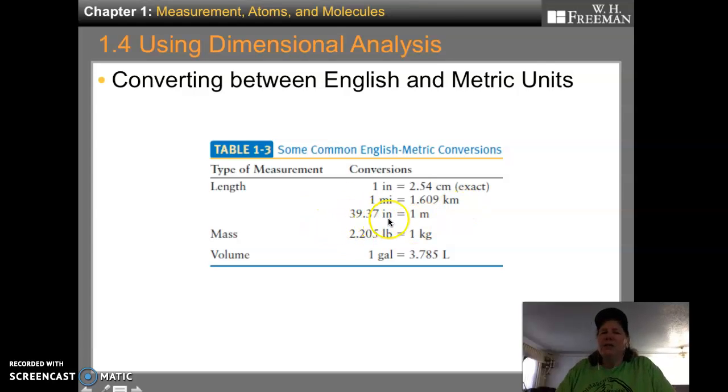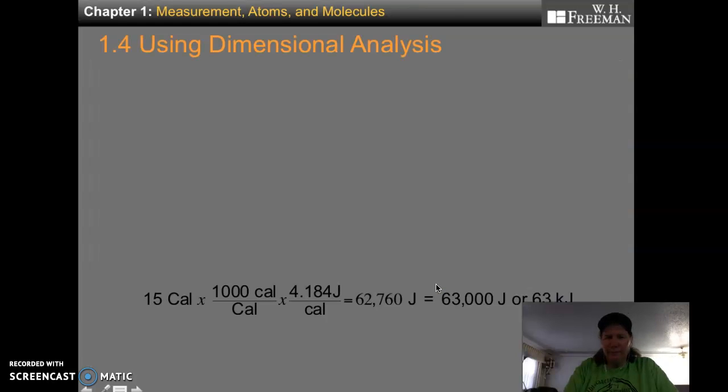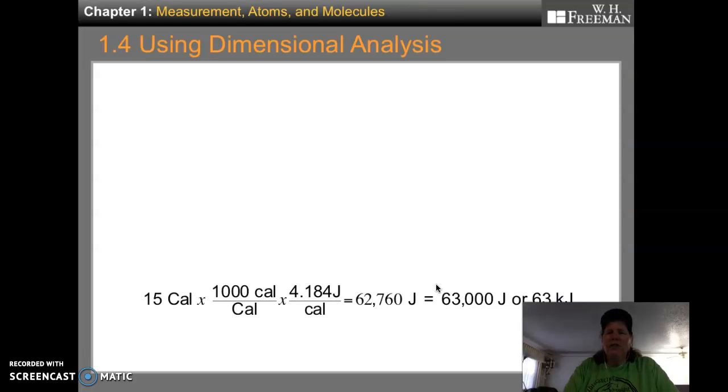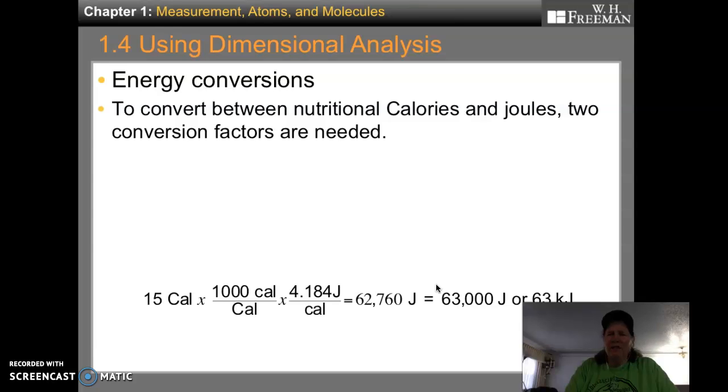A meter is 39.37 inches, so it's a little bit more than a yard. Mass, we've got 2.2 pounds in a kilogram. So you can use these conversions. If you have English and you need to change it, you can use these conversions, because remember, they're conversions, they equal 1. So if you're going to use dimensional analysis, let's say you're going to convert.